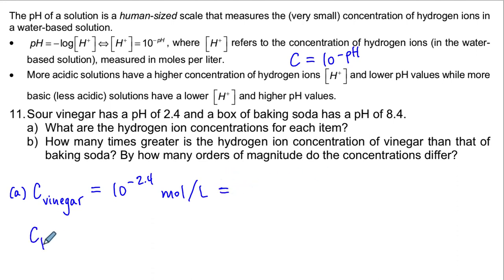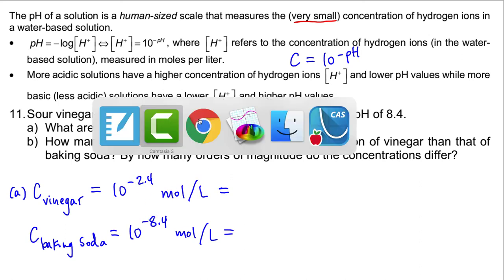We'll do the same thing for the baking soda. So the concentration of the baking soda is going to equal 10 to the negative of its pH. Now, these are going to be really, really small numbers, and that's indicated by the negative here. This is the same as saying 1 over 10 to the 2.4, or 1 over 10 to the 8.4. So the fact that we're dealing with really, really small numbers is indicated by the negative in the exponent compared to the previous question. So let's just approximate 10 to the negative 2.4 and 10 to the negative 8.4.